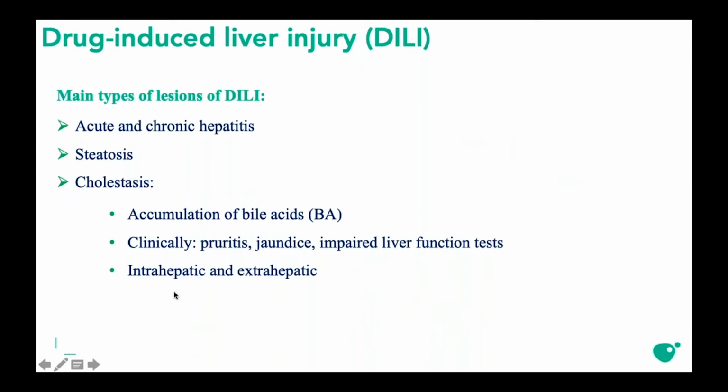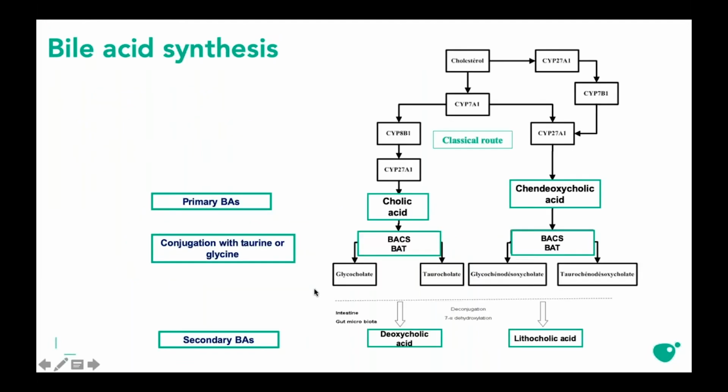Depending on the site of bile acid accumulation, cholestasis can be classified as intrahepatic or extrahepatic. The synthesis of bile acid from cholesterol is a complex pathway involving several enzymes. Most of them are cytochromes P450, such as CYP7A1, CYP8B1, and CYP27A1, to produce primary bile acids, cholic and chenodeoxycholic acids. The secondary bile acids, deoxycholic acid and lithocholic acid, result from deamidation or hydroxylation of primary bile acids. Both primary and secondary bile acids undergo conjugation with either taurine or glycine.